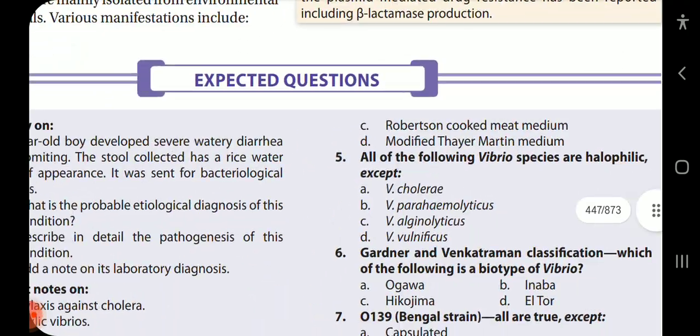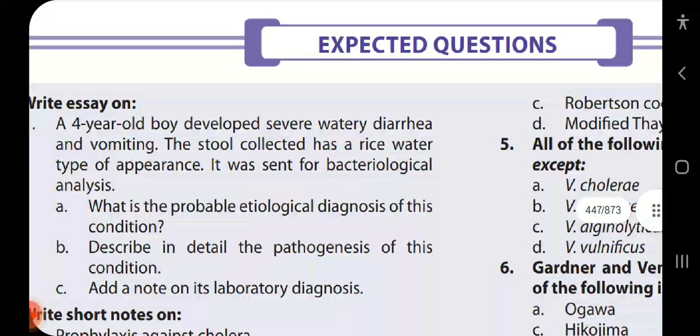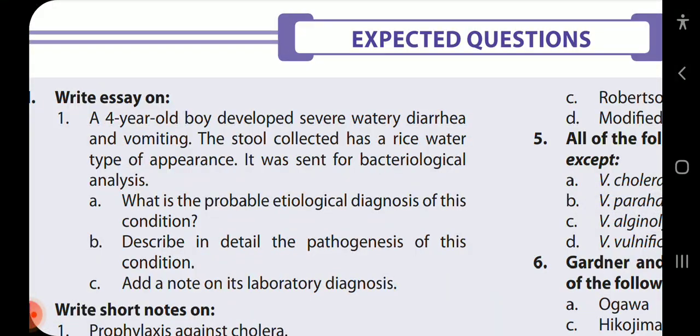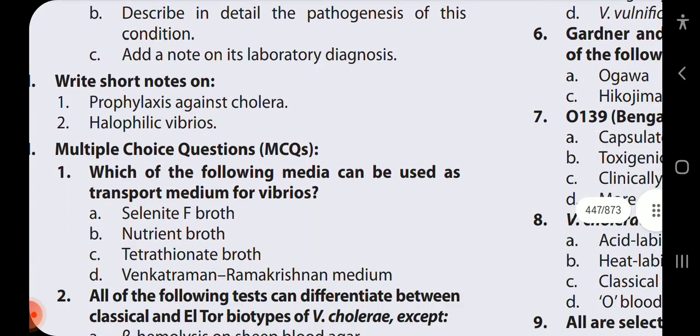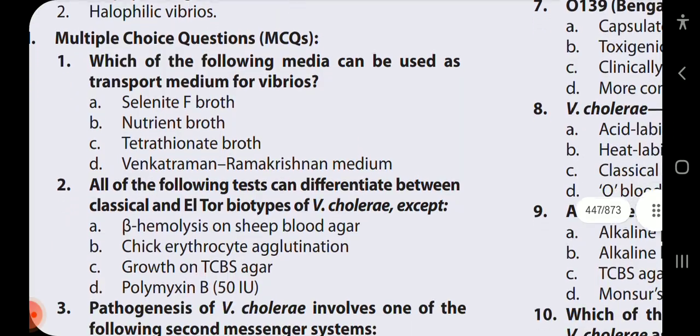Okay, so this completes our chapter. Now the questions. A 4-year-old boy developed severe watery diarrhea and vomiting. The stool collected has rice water type of appearance and was sent for bacteriological analysis. So clearly this is a case of cholera. The etiological agent, pathogenesis, and lab diagnosis can be discussed. Short notes on prophylaxis of cholera and halophilic vibrios can be written.